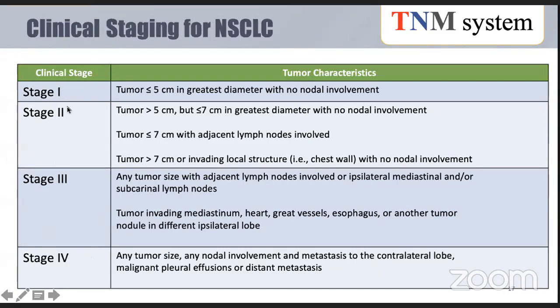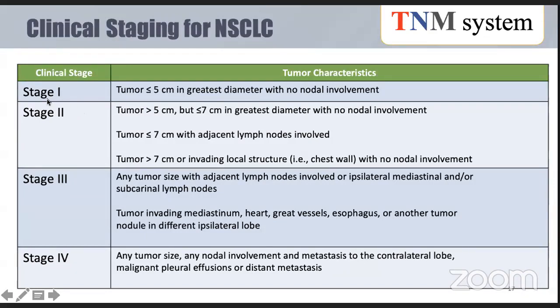Sometimes we also have letters besides the number, so this is stage 1, A or B or C sometimes, and so on. In order to do this staging, we need to know the TNM system. This is a system used to do the staging, usually done by pathologists. T stands for the size of the tumor, N represents the lymph node involvement, and M is whether there is metastasis or not.